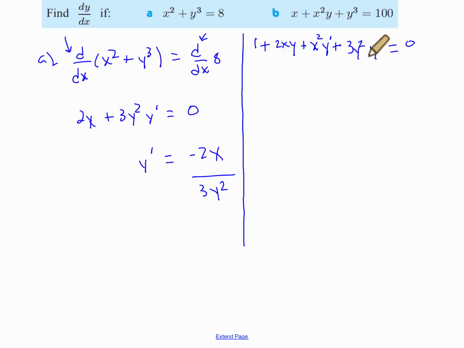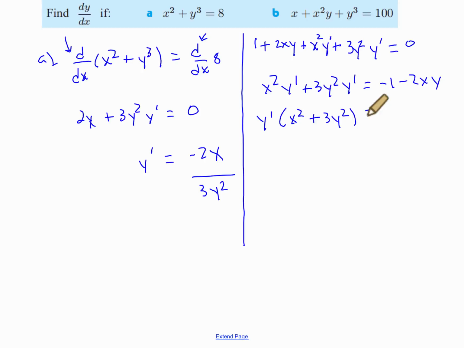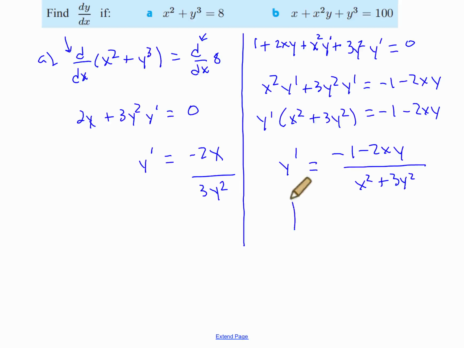So now I need to solve for y prime. So I'm going to gather my y primes on one side: x squared y prime plus 3y squared y prime would be equal to negative 1 minus 2xy. And factor out a y prime, and we get y prime times x squared plus 3y squared equals negative 1 minus 2xy. Divide both sides by x squared plus 3y squared, and we get y prime is equal to negative 1 minus 2xy over x squared plus 3y squared. And we're in business. And again, y prime is dy dx. Same thing. All right.